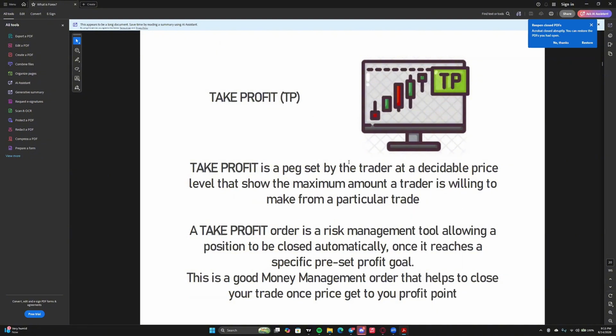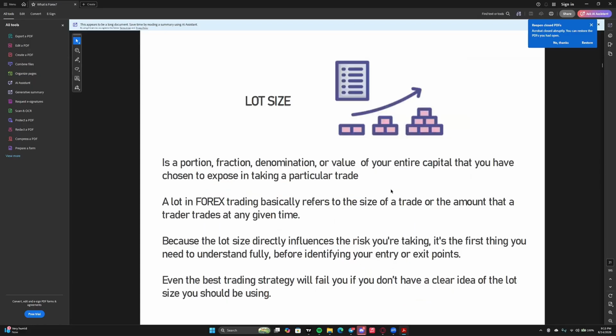But if you're actively monitoring your trade and price gets to your target, you can just close manually from your MT5. So we have lot sizes. Lot size is a portion, fraction, denomination, or value of your entire capital that you have chosen to expose in taking a particular trade.